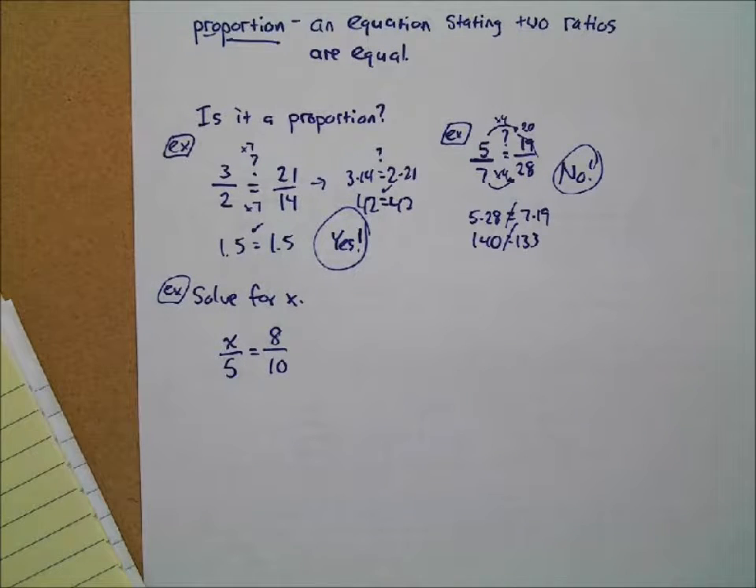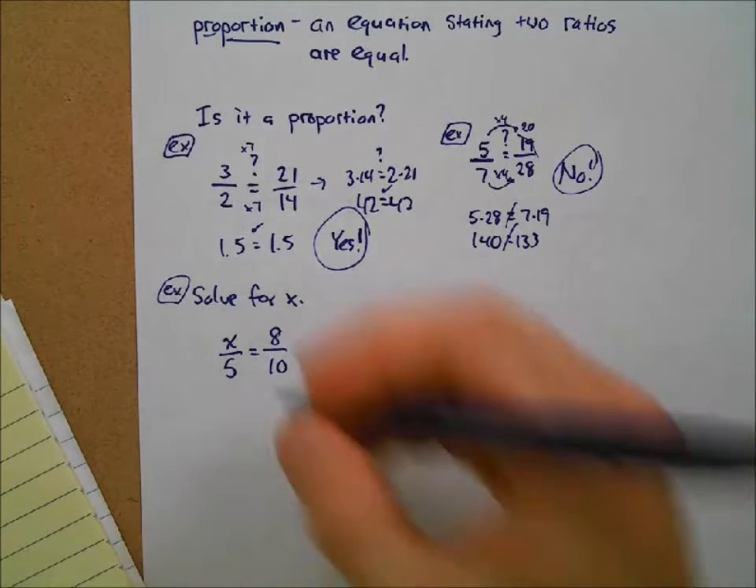Some of you might be able to look at this and just figure it out mentally. Can anyone just look at it and say what x has to be to make this proportion true? Alex, what do you say? 4. Okay. Anyone have a different number? Alex, how'd you figure out it had to be 4? What clued you in? 5 times 2 is 10, so what times 2 gives us 8? 4. Yeah, x is 4.